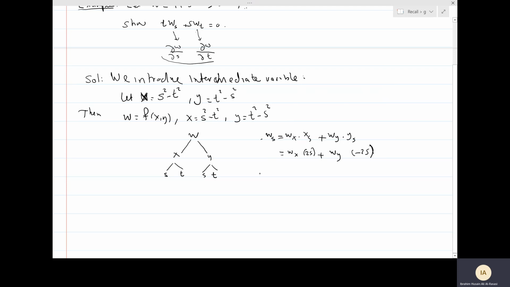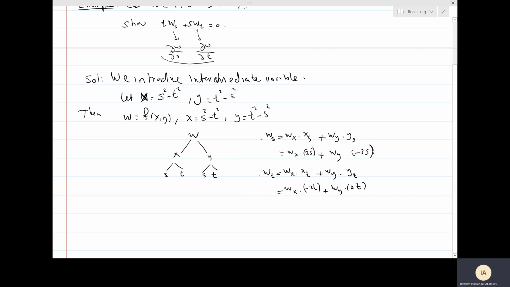You do the same thing for W sub T, the partial derivative of W with respect to T. Again, I can go from W to T through X and through Y. This gives us, very simply, W sub X times X sub T plus W sub Y times Y sub T. W sub X remains as it is, X sub T is minus 2T. W sub Y as it is, Y sub T, the derivative of Y with respect to T, is 2T.